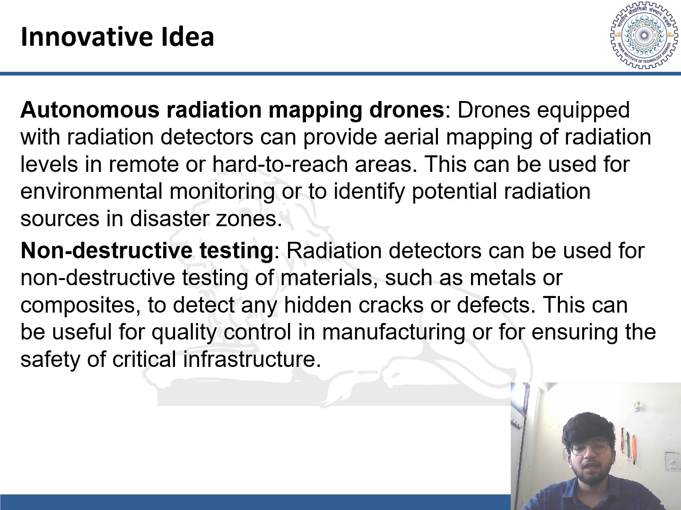Another field that can use radiation detection is non-destructive testing of materials. Radiation detectors can be used for non-destructive testing of materials such as metal or composites to detect any hidden cracks or defects. If the material is bombarded with radiation, the cracks will respond to the radiation differently, reflecting back a different type of radiation than that reflected by the good material. So that can be used to check for any hidden cracks.